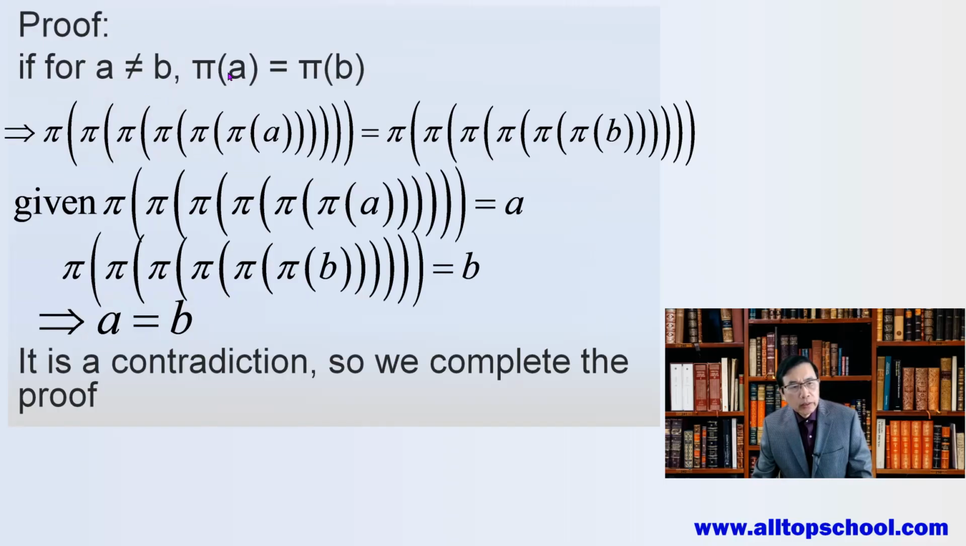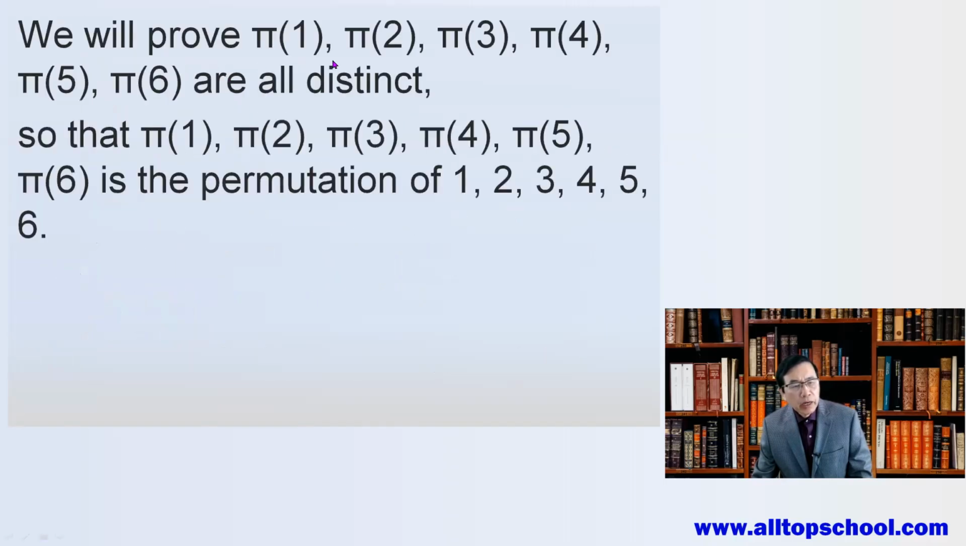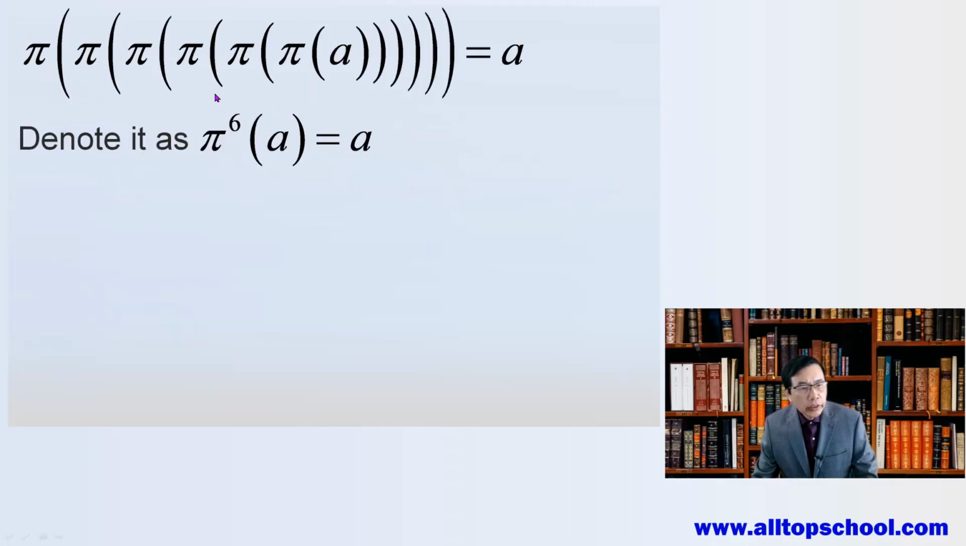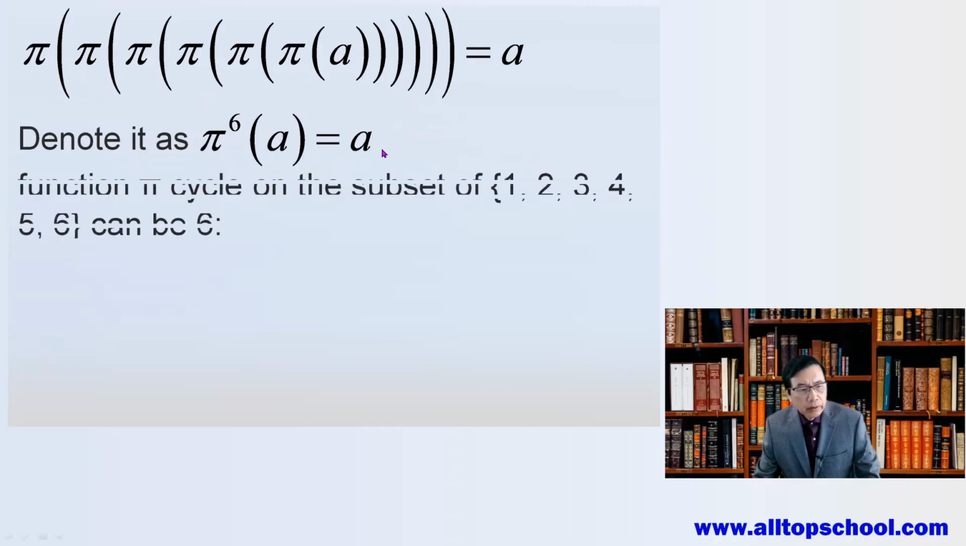That means for the previous statement, pi(1) all the way to pi(6) are all different. For different values mapped by the function pi, we get different results. So we denote pi applied 6 times as pi to the 6, meaning pi applied 6 times, and pi^6(a) equals a. So the function pi cycles on the subset 1, 2, 3, 4, 5, 6, and the cycle length can be 6.